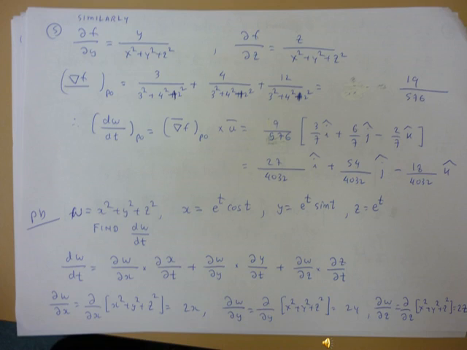Similarly, for dw by dy, you don't need to differentiate the x and the z. You only need to differentiate the y, so differentiating y squared by dy, you get 2y. And similarly, dw by dz. This is the partial differentiation. You don't need to differentiate the x and y, you only need to differentiate the z, so dz squared by dz equal to 2z.